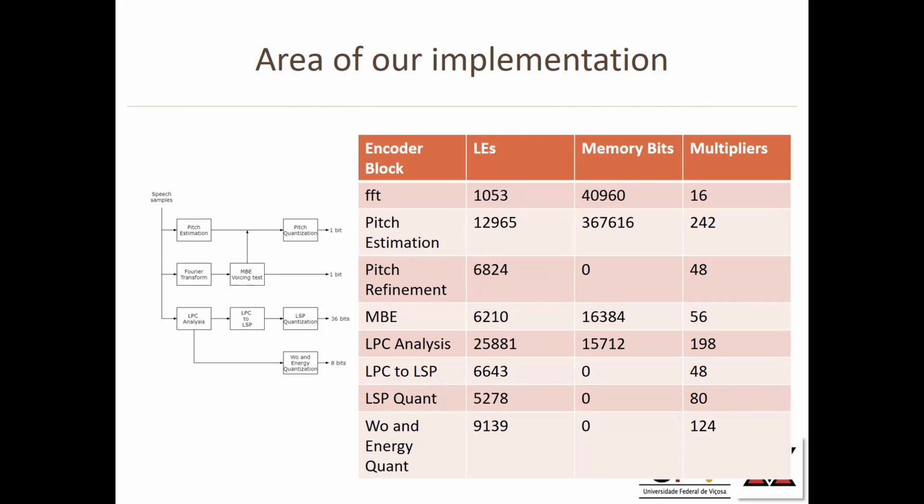So here's an area estimation of each of the blocks. And what you can see is each of the boxes is also represented in the first column under encoder block, sometimes in a short form. So for example, the Fourier transform is the FFT, which is the second row in the table. And then for each of the implementations, we report how many logic elements it used, how many memory bits are used, and how many multipliers or DSP blocks, as they would be called on the FPGA, are used.